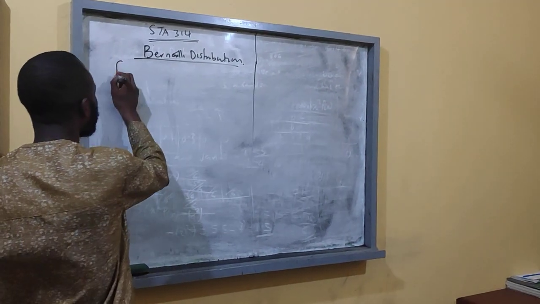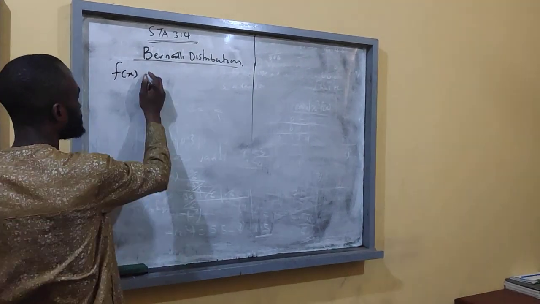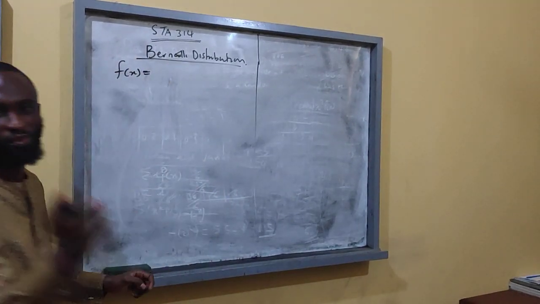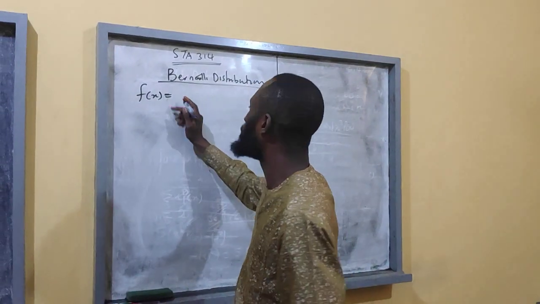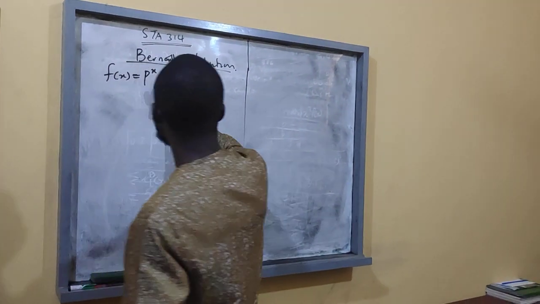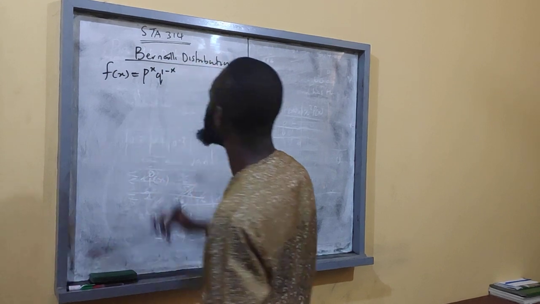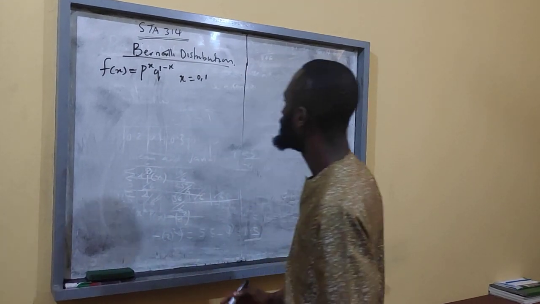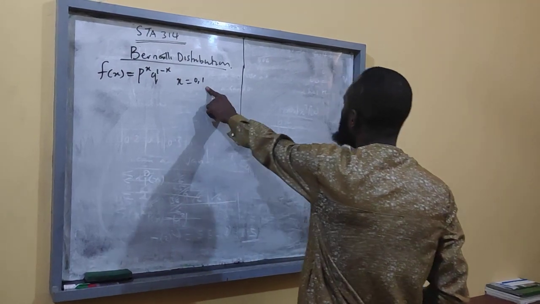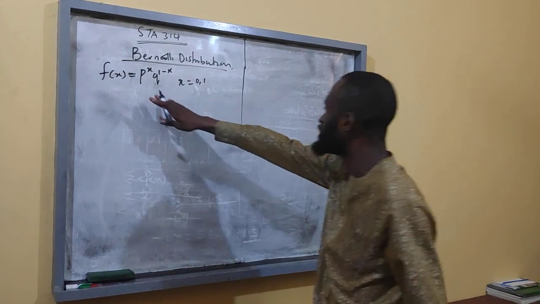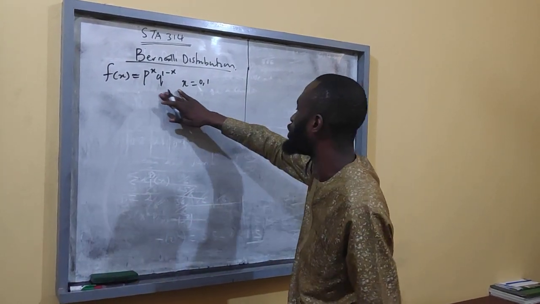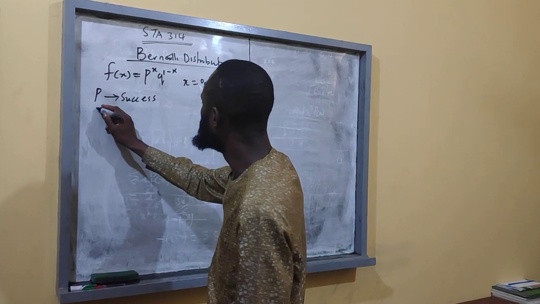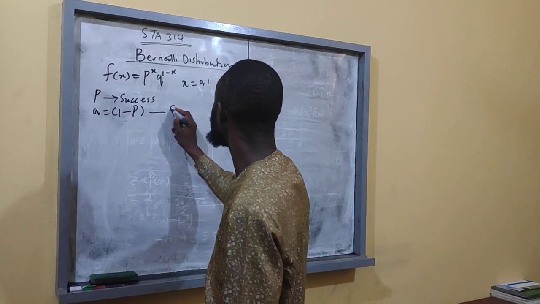PDF for Bernoulli is defined as f of x equals P raised to power x, Q raised to power 1 minus x. As I said, the possibility that can take place in Bernoulli is either 0 or 1. If it is sure that the thing is success, your x is 1. If it is failure, your x is 0. This is the probability density function for Bernoulli, in which your P is the success and your Q, which is equal to 1 minus P, is the failure.